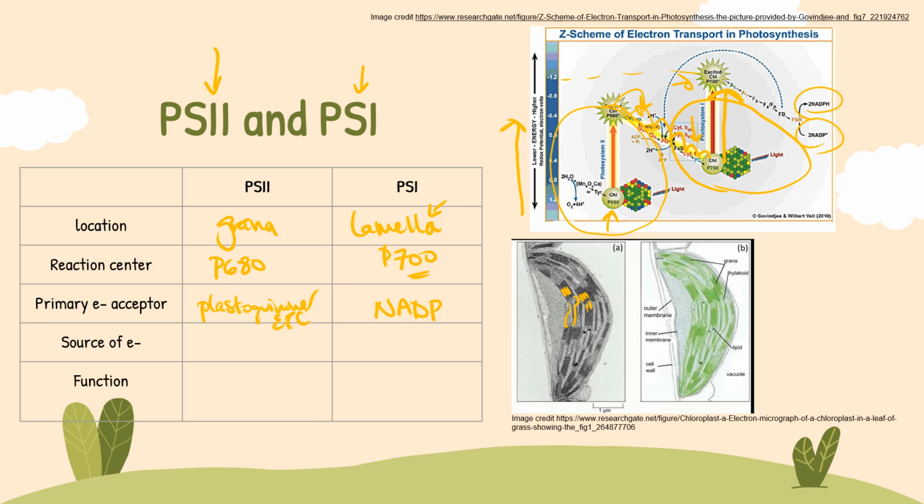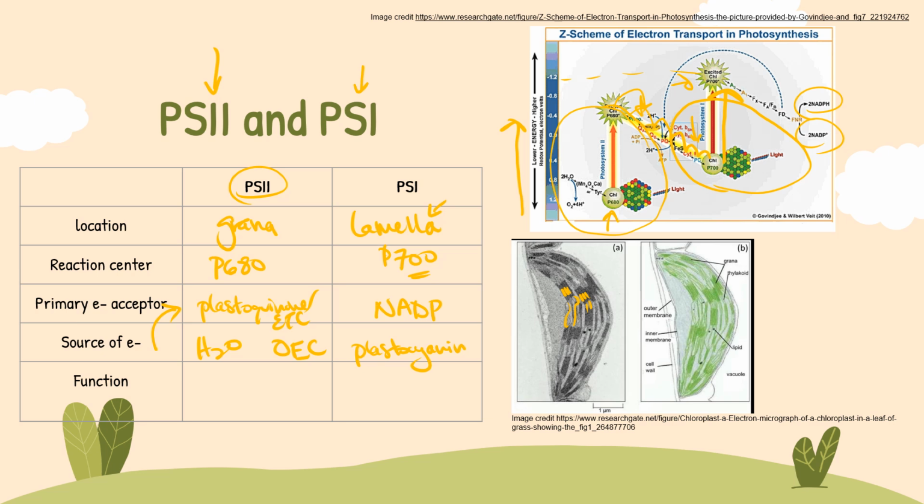The source of electrons for photosystem 2, where does photosystem 2 get the electrons that it can then give to the electron transport chain? It is going to be from water, that photolysis of water that happens in the oxygen evolving complex, which is part of photosystem 2. Photosystem 1 is going to get electrons from the electron transport chain, specifically that plastocyanin that will take the low energy electrons from the cytochrome complex over to photosystem 1.